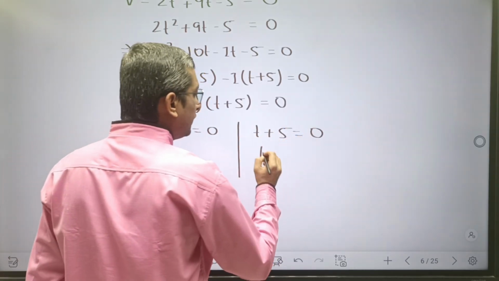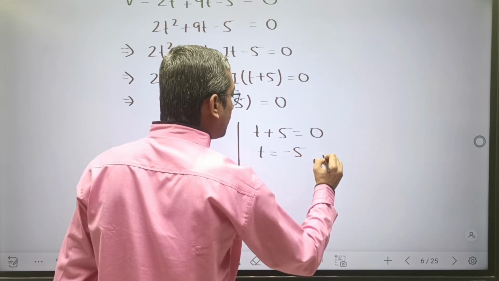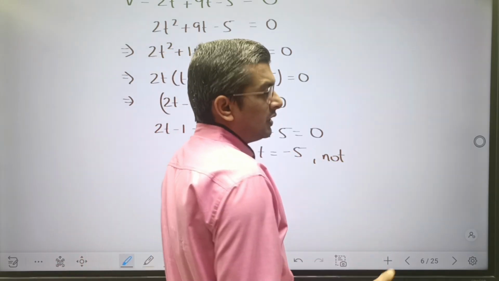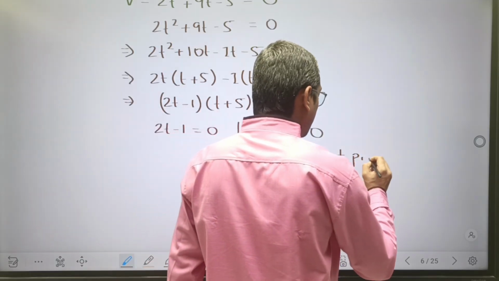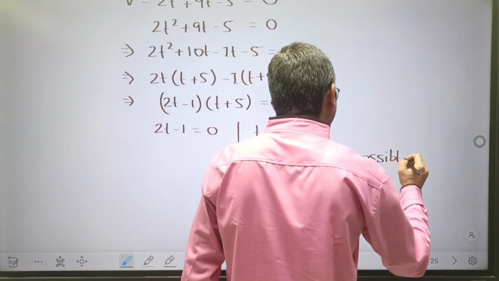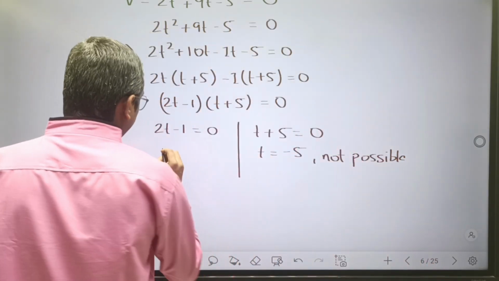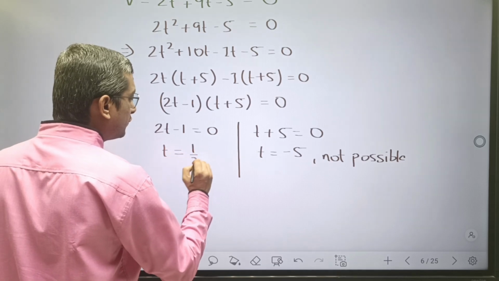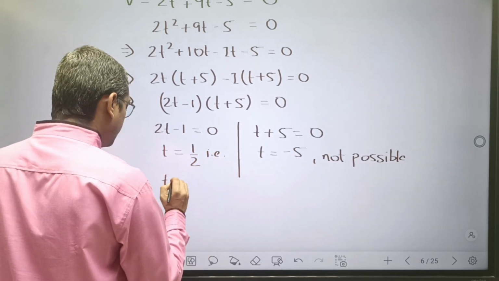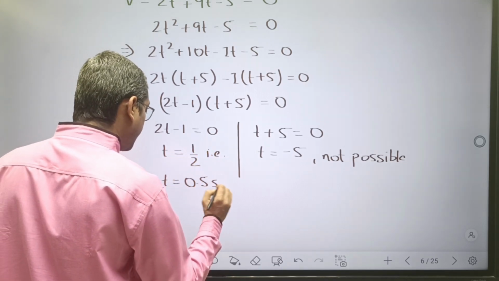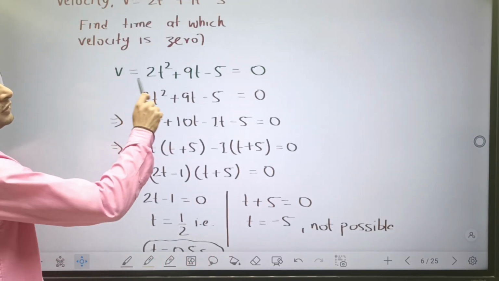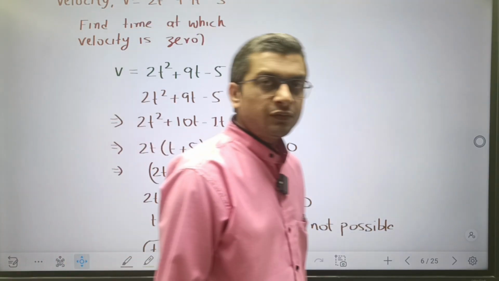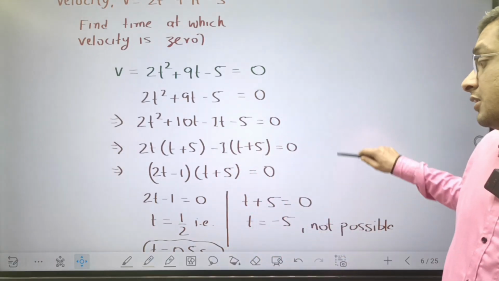Now if you solve this, you will get t is equal to minus 5, not possible, as a negative time means you are moving into the past, which is not possible. So we take the positive value. That is, from here we will get t is equal to 1 by 2, that is t is equal to 0.5 second. So the answer is at t is equal to 0.5 second, the velocity of the particle is 0.